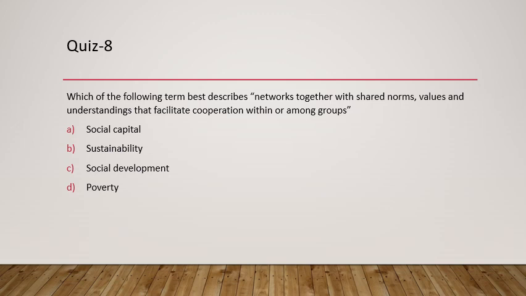Question number 8 is asking you to throw light on a particular concept, and it is like asking you to understand all those four aspects and then identify what best describes the statement. So which of the following term best describes networks together with shared norms, values, and understanding that facilitate cooperation within or amongst the group? So it's very easy. It is social capital. So the answer would be A.